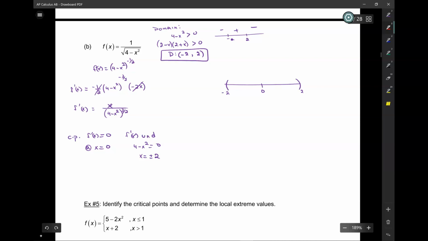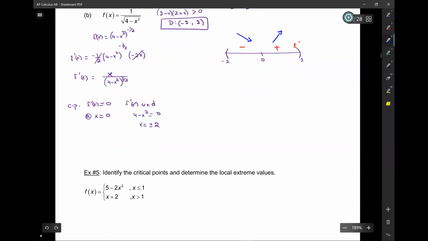into f prime, this is the cube root of something squared. The denominator is always positive. And so if x is negative, then the numerator is negative. And then where x is 1, this is positive. So that's f prime. Well, what about f then? If slope is negative, f is decreasing. If slope is positive, f is increasing.